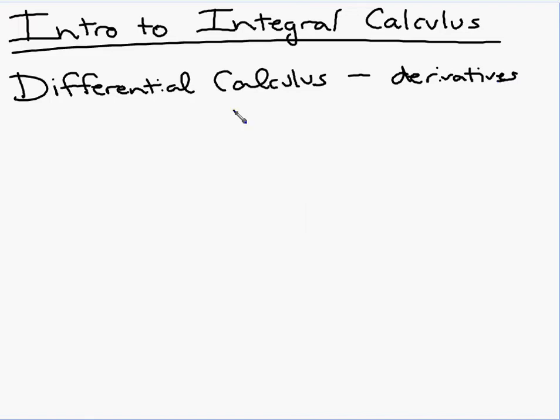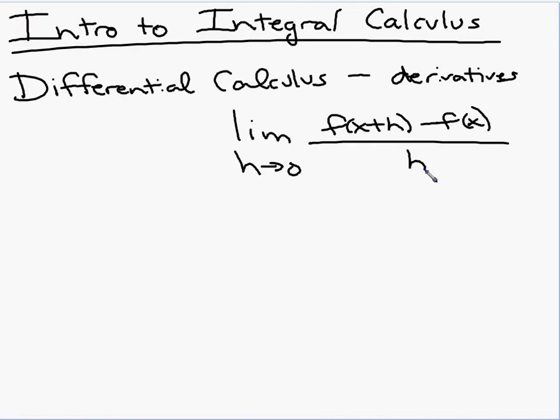We learned about the limit as h approaches 0 of f of x plus h minus f of x all over h. We spent a lot of time working with that, and we found out that this is the definition of the derivative, f prime of x. It's a skill that we still have to have very good or very solid.